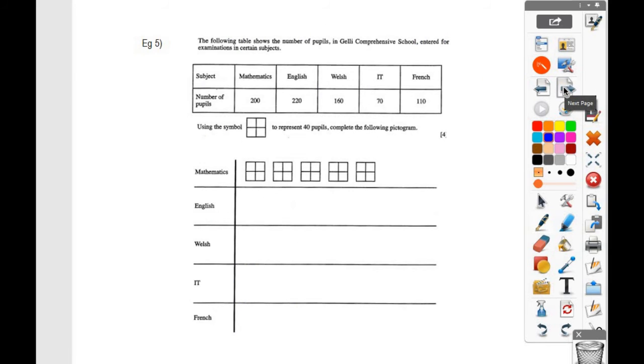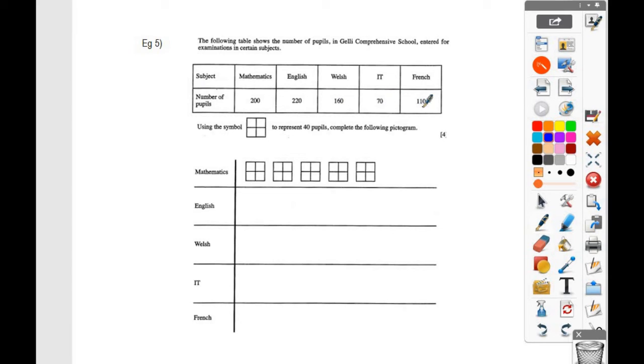Now, example 5, you have to draw your pictogram rather than interpret and read it. So here we've got data from a comprehensive school for examinations, and each symbol represents 40 pupils. So you're told that maths is 200, and it's been shown here by 5 symbols of this square block. Well, if each block is worth 40, 40 times 5 is 200, which is what the question's asking. So for 4 marks, you've just got to now represent each of these here.